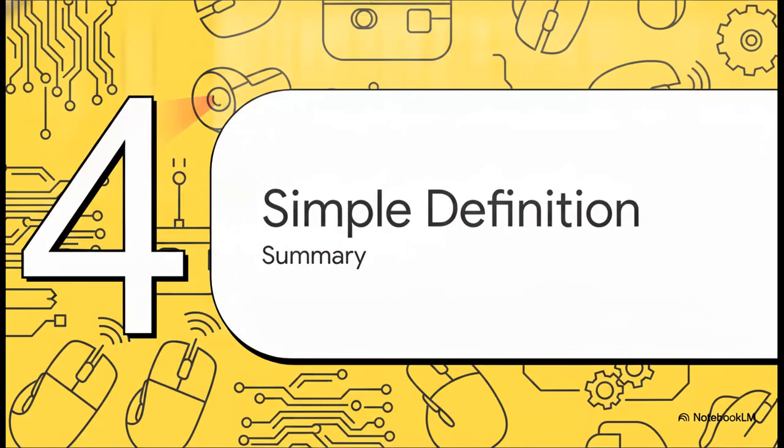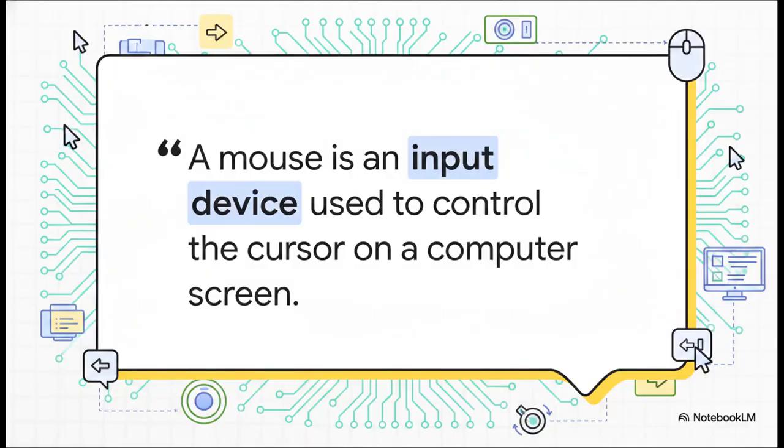Section 4. The simple definition. Our source material wraps this all up with a really fantastic summary. If you ever need the ultimate, bite-sized technical overview to explain this to someone, this is it. A mouse is an input device used to control the cursor on a computer screen. It works by using an optical sensor to detect movement and sends that information to the computer. It has left and right buttons and a scroll wheel for performing different tasks. It perfectly encapsulates the entire technical overview we just walked through into one clean little paragraph.